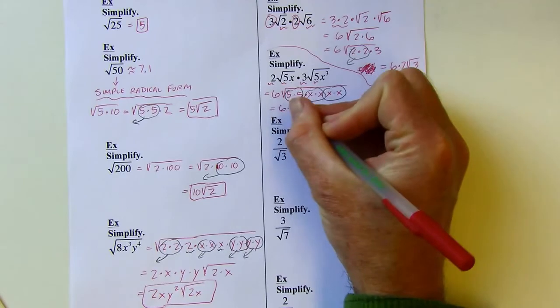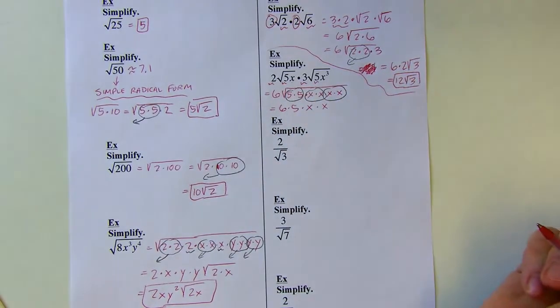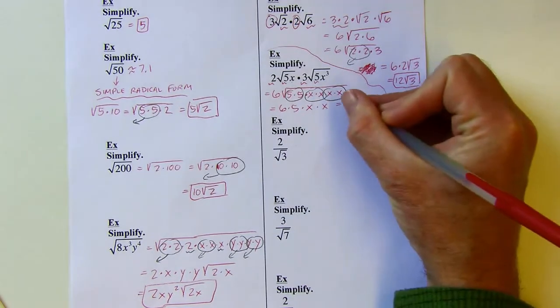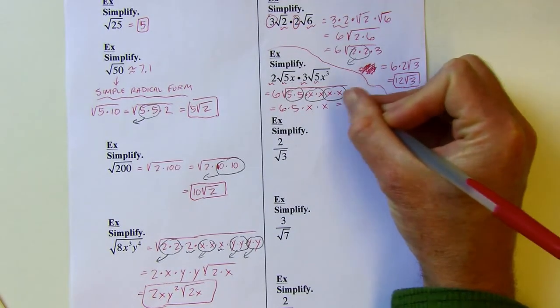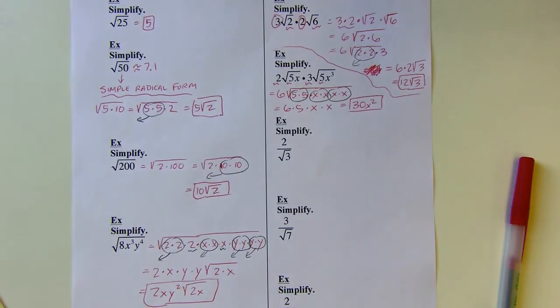So a 5 will get out, an x will get out, another x will get out, and hey, there's nothing left in the jail, so we don't need it anymore, okay? And then I just multiply this all together. This is going to be 30x squared. Okay? So, simple radical form, you need to take out the twins, okay?